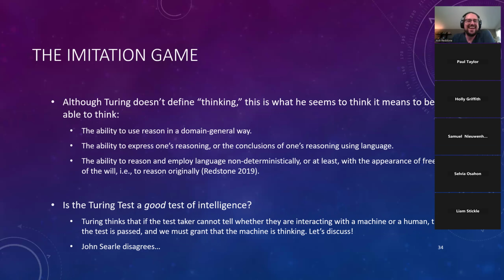And he does actually seem to have something in mind. Like when he uses this word thinking, he does have something in mind. He seems to mean using reason in a domain general way, expressing it linguistically, and doing so non-deterministically, or at least with the appearance thereof. Again, this is more my own argument. This is from my PhD thesis.